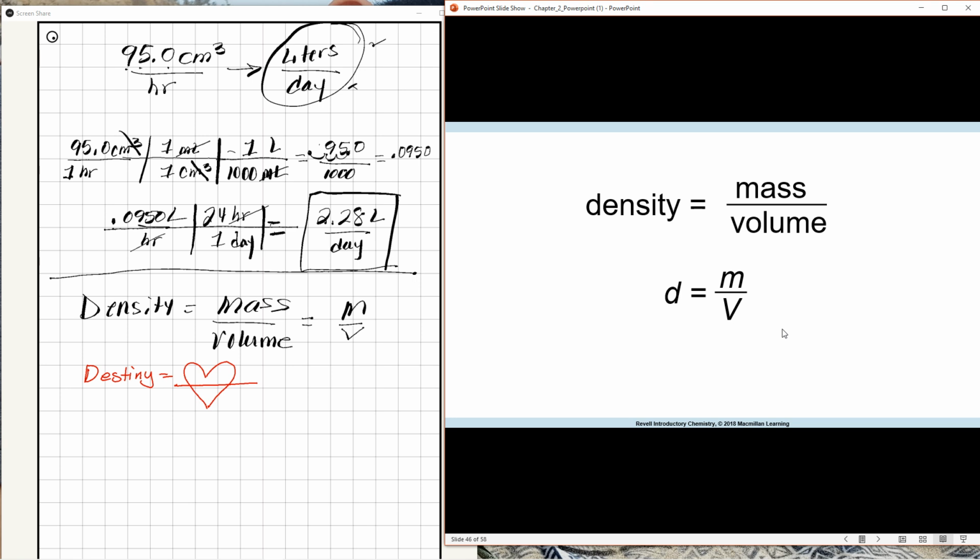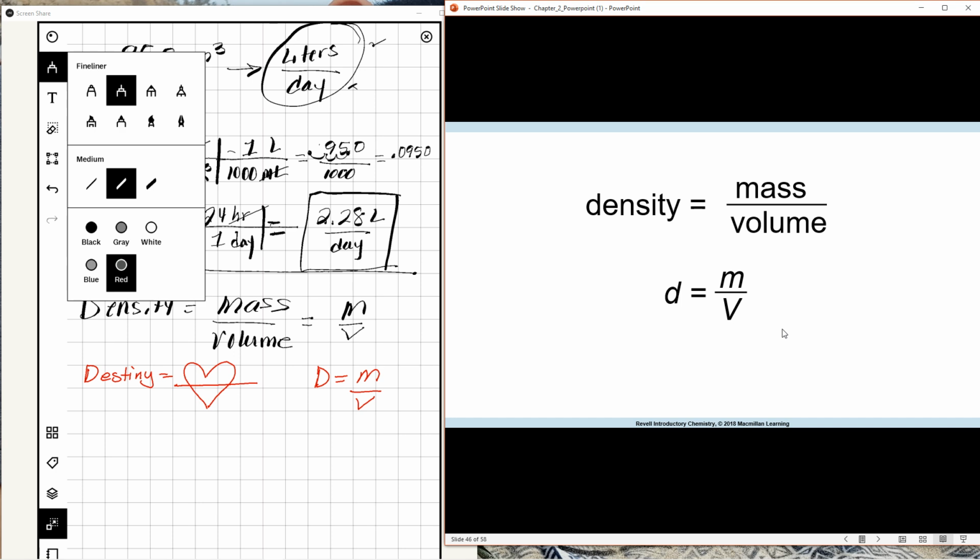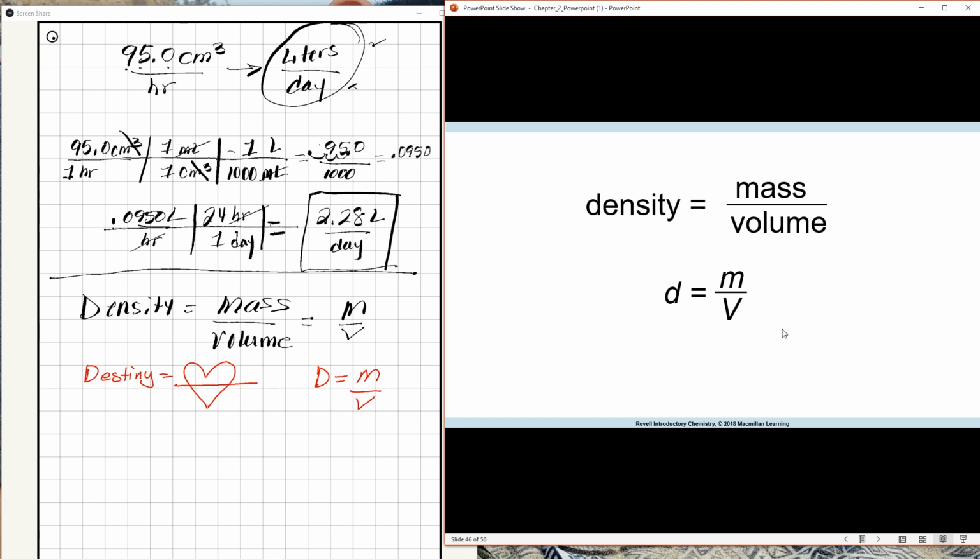But that now allows me to say density is equal to my mass divided by my volume. Anyways, that sometimes helps people remember. I hope it helps at least one of you remember that Destiny broke my heart. And when you break a heart, you're left with M over V, mass divided by volume.